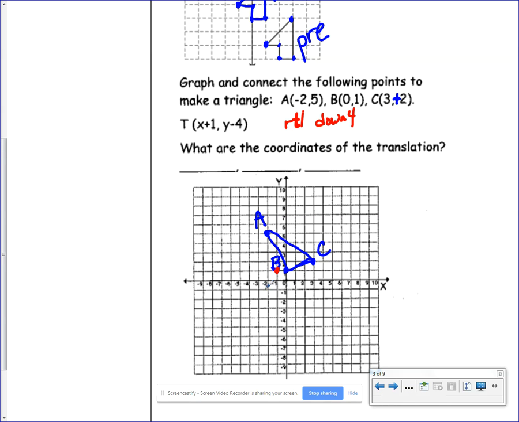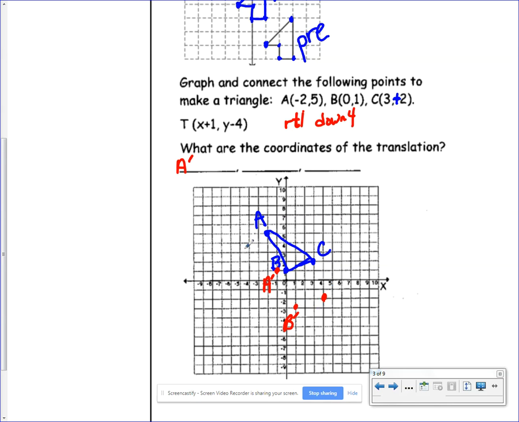Now, how am I going to label this? Because I can't really call this just A again. It's my transformed A. So we're going to label this as A with a little accent mark or apostrophe here. A apostrophe. Now, what we call this in math is A prime. Let's do point B. I'm starting here. I have to go to the right 1, down 4. Right 1, 1, 2, 3, 4. This is B prime. And C, go to the right 1, 1, 2, 3, 4.